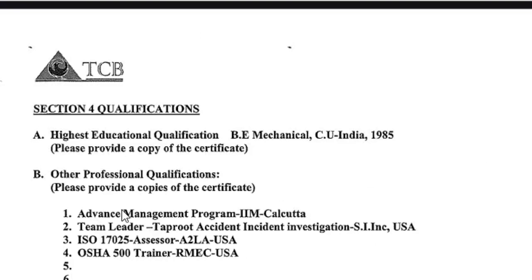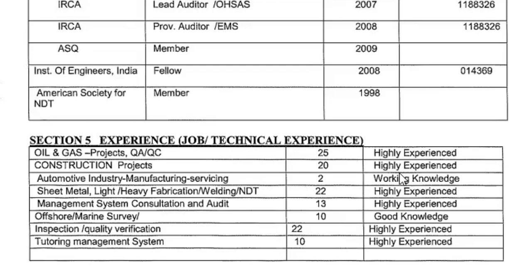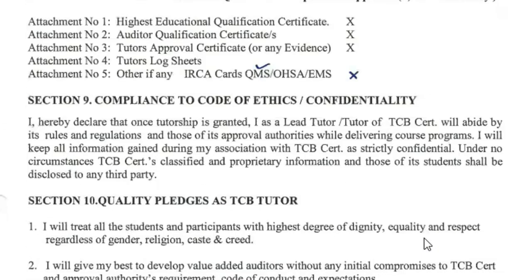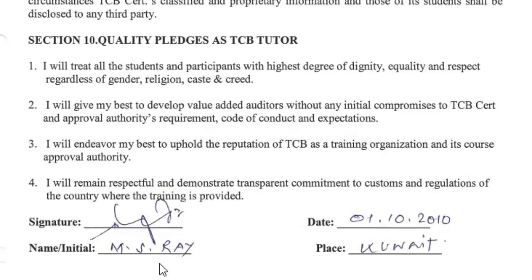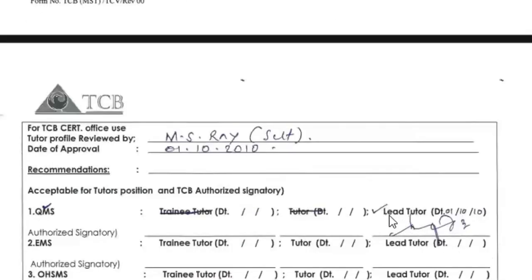Based on that, another qualification is the advanced management program. If you remember, one of the competences that we have identified is an MBA or PBA or advanced management program. So this is one of the qualification requirements that is met here. One of the requirements was that the person has a professional qualification in management studies. Here, he has completed the advanced management program from IIM Calcutta, and other auditor qualifications. Everything is given: experience, the organization, all the details are given here. And he has been approved as the lead tutor and assigned the TCB 01 tutor ID, and he has been approved in the grade of lead tutor. So that's the approval record.